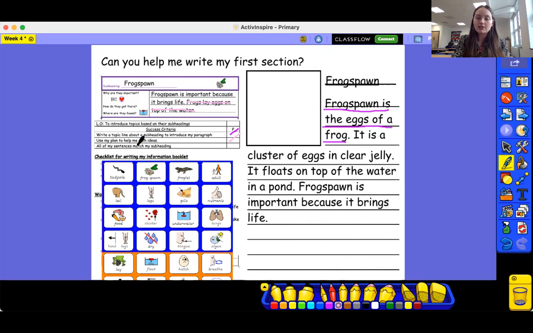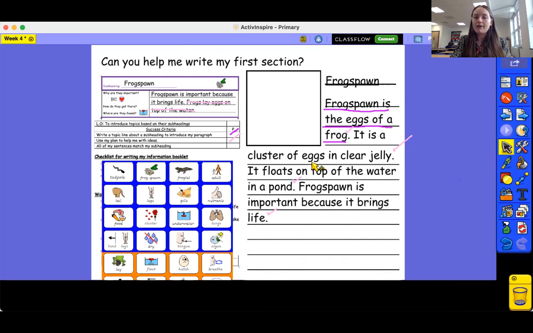The last part on my success criteria says all of my sentences match my subheading. So now I need to check that every sentence I have written talks about frog spawn. I've not written about anything else except frog spawn. Frog spawn is the eggs of a frog. Tick, that's about frog spawn. It is a cluster of eggs in clear jelly. Tick, it's still about frog spawn. It floats on top of the water in a pond. Tick. Frog spawn is important because it brings life. Tick. Fantastic. I think I'm doing a really good job so far.